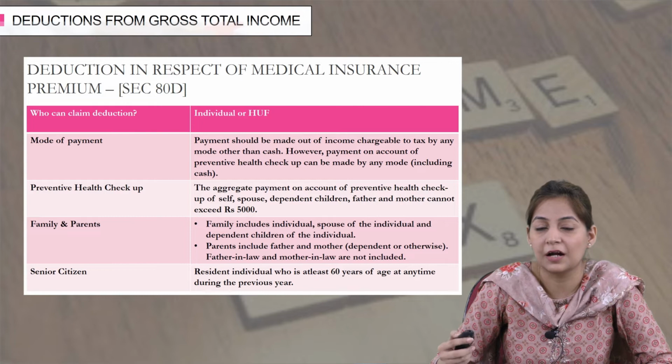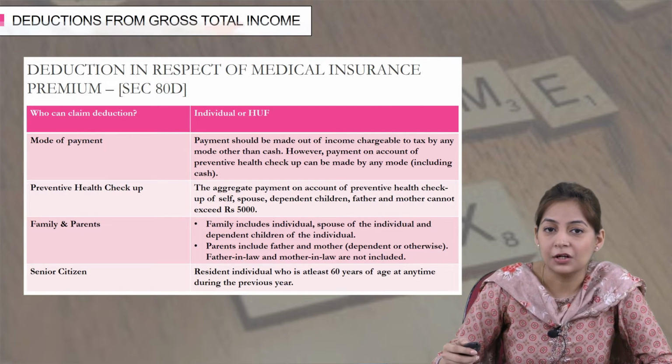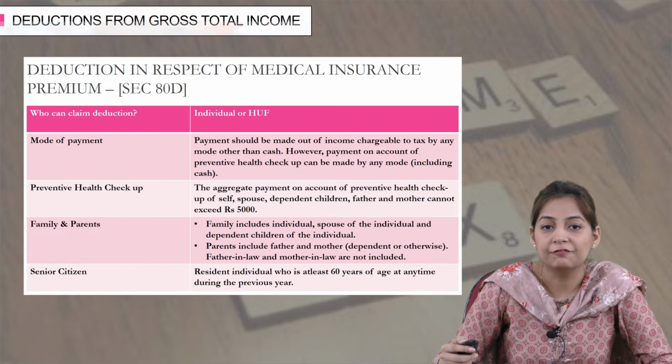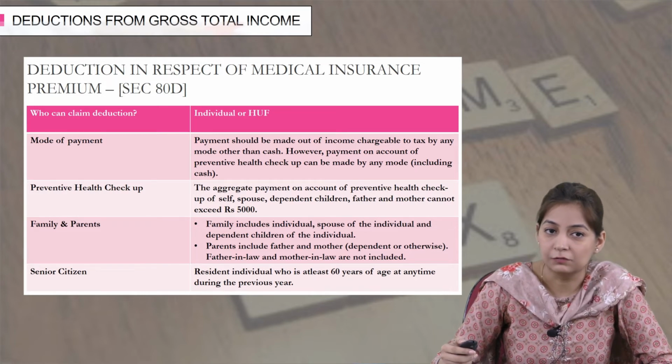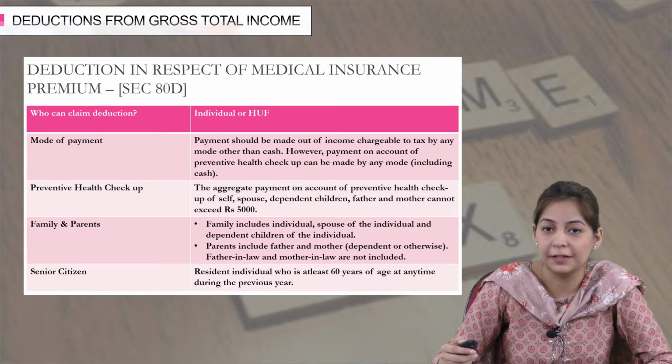So, if the children are independent, they are not going to be considered in this definition of family. Next, when we talk about parents, parents here are father and mother, and father-in-law and mother-in-law are not included. Now parents, they may be dependent or independent, it does not make any difference. What you have to remember is, in the case of children, the children have to be dependent. In the case of parents, whether they are dependent or independent is irrelevant.